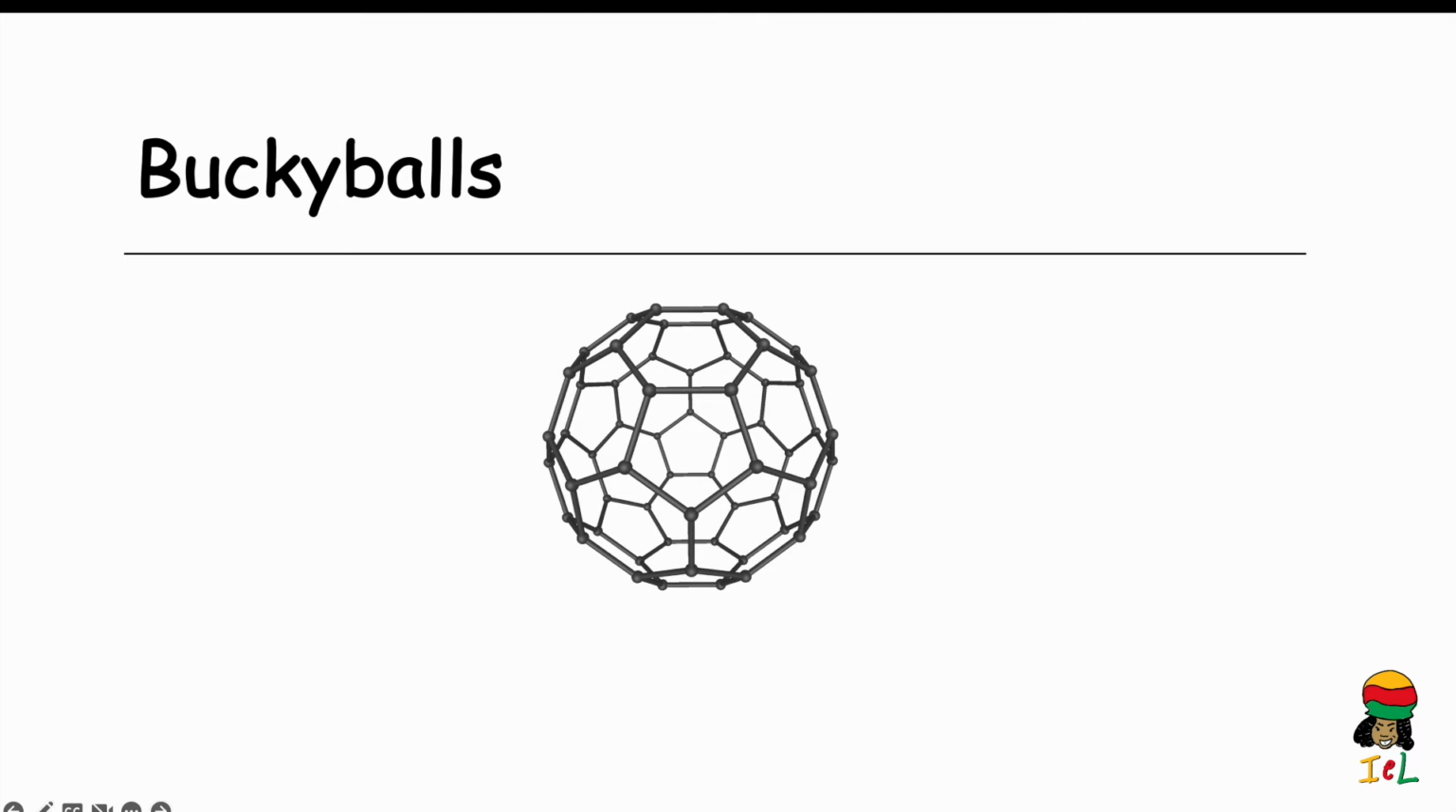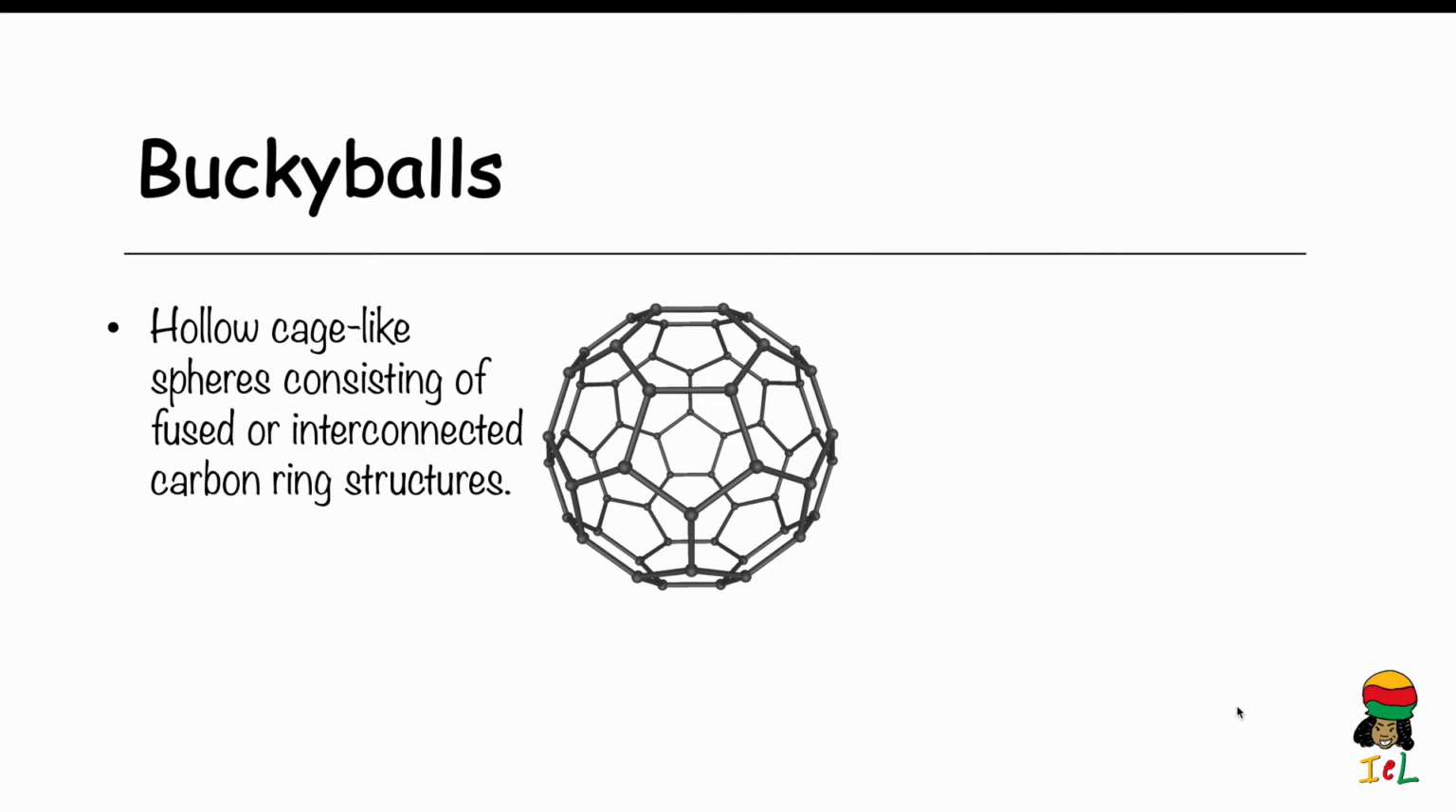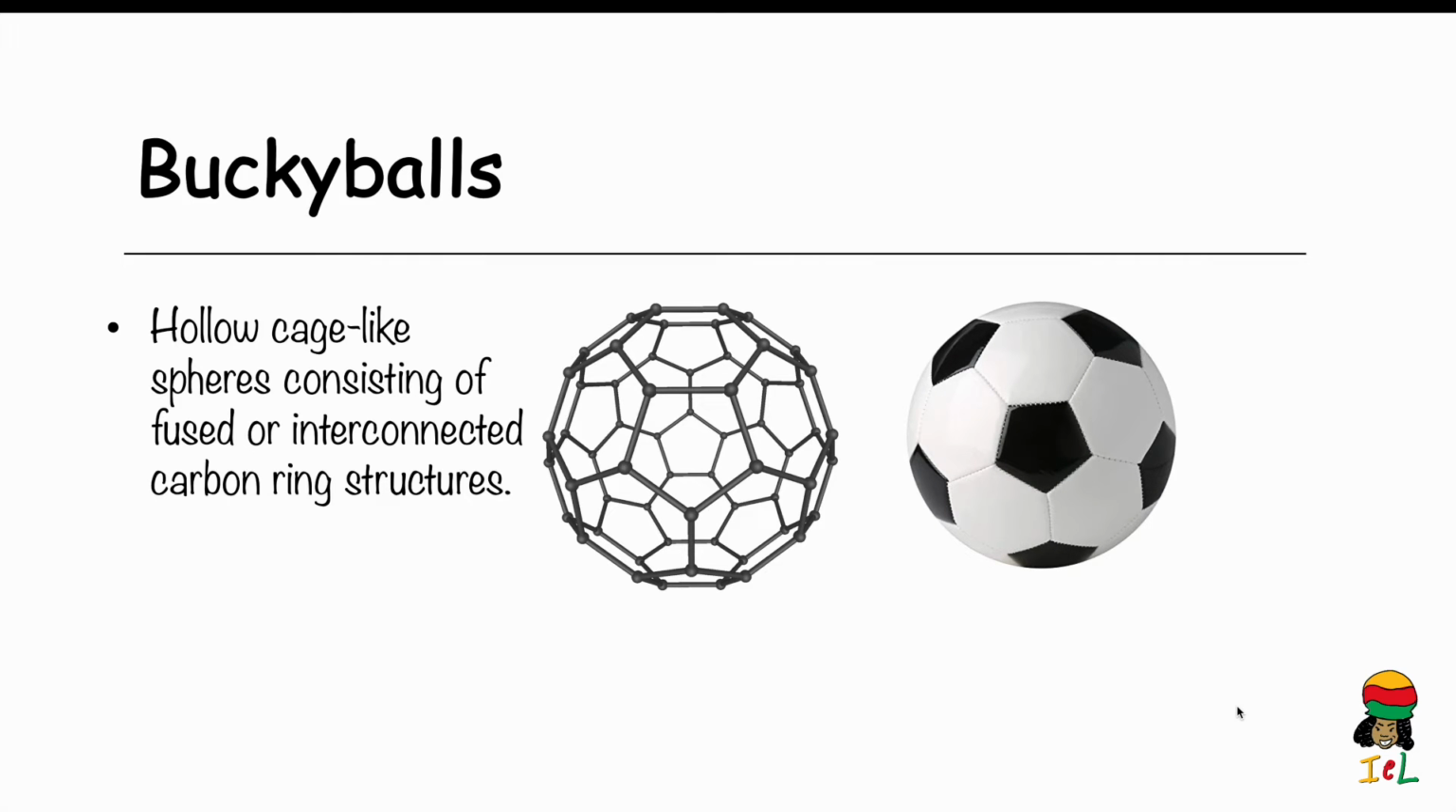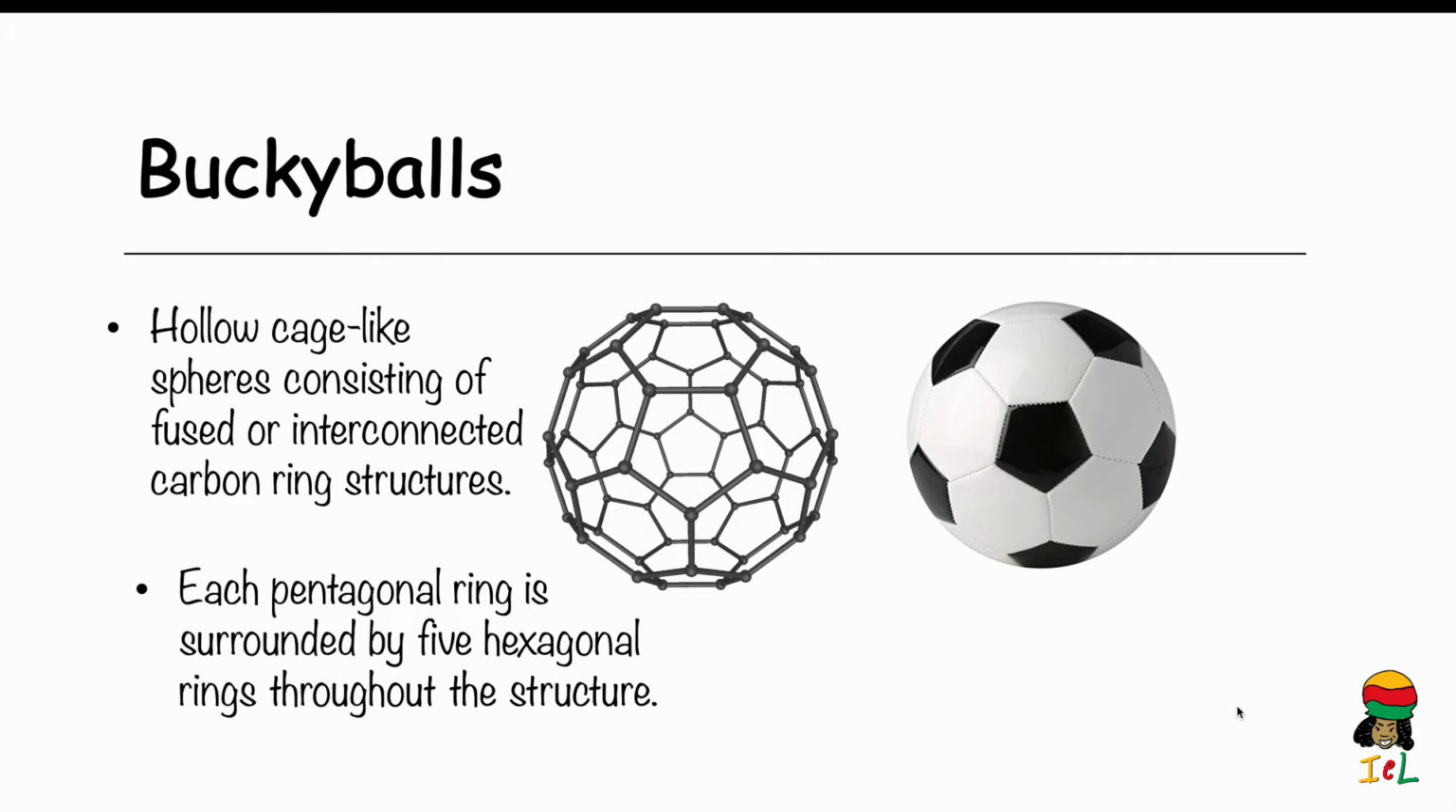Next are the buckyballs. Buckyballs are hollow cage-like spheres consisting of fused or interconnected carbon ring structures. It looks like a football, which is called a soccer ball in some regions. The carbon atoms of a buckyball bond to form fused or interconnected pentagonal and hexagonal rings.